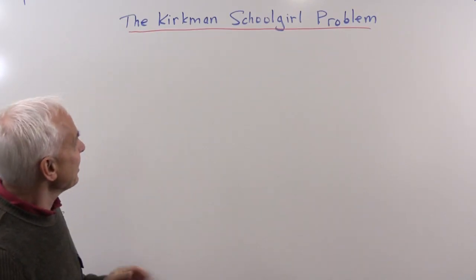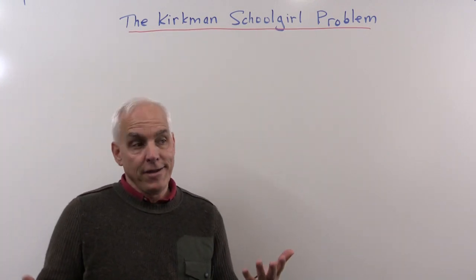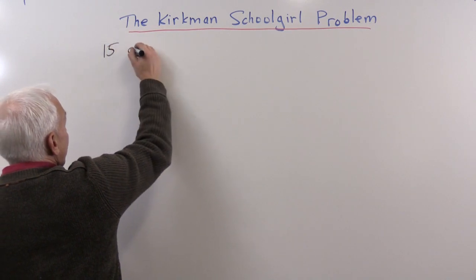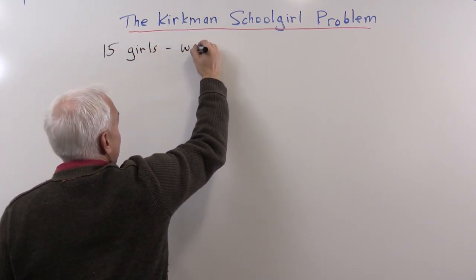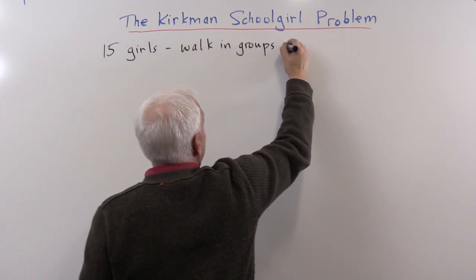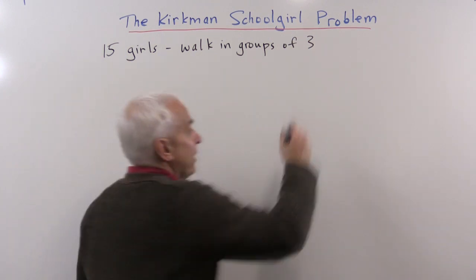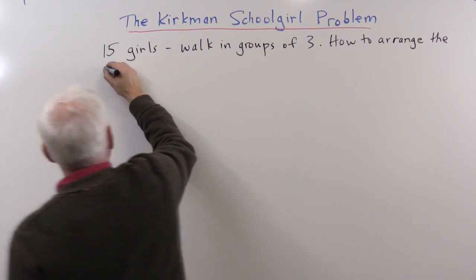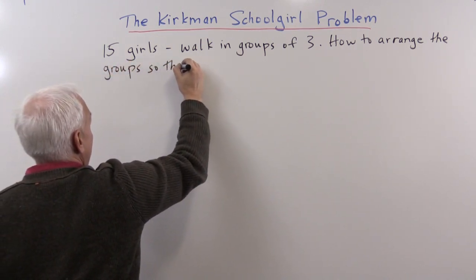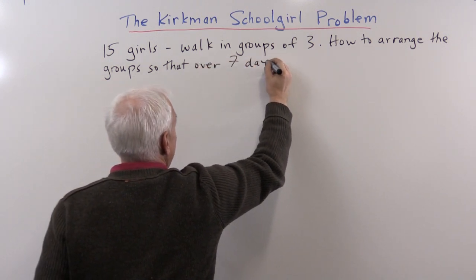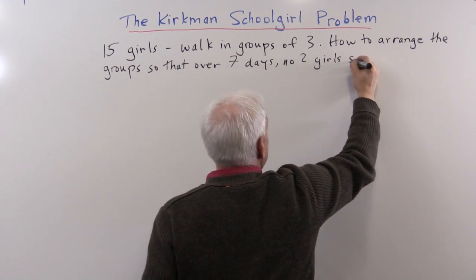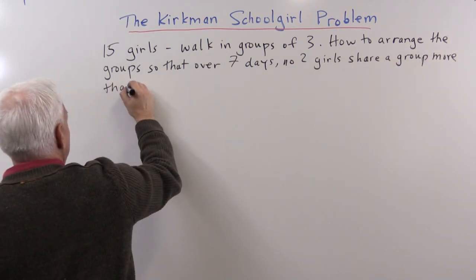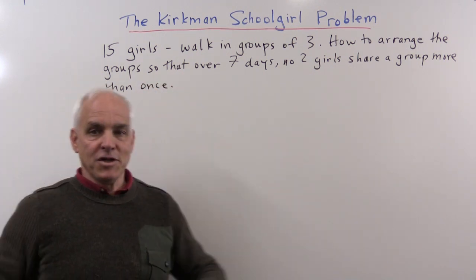So the final question I want to say a little bit about is this Kirkman Schoolgirl problem, which also was originally a question that appeared in some popular magazine, recreational kind of mathematics. It was just a puzzle that involved 15 girls. Each day they walk in groups of three. That's five groups of three each day. And the question is how to arrange the groups so that over 7 days, no two girls share a group more than once. So they each get at most one chance of talking with any one of their friends.